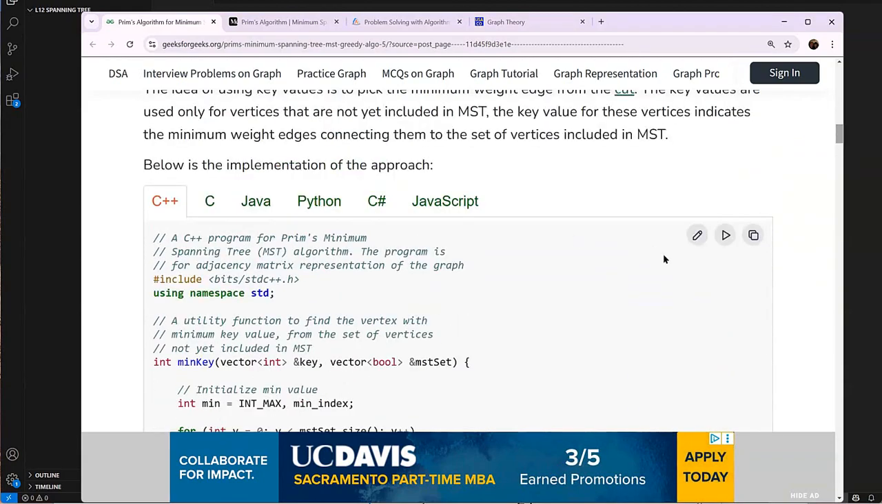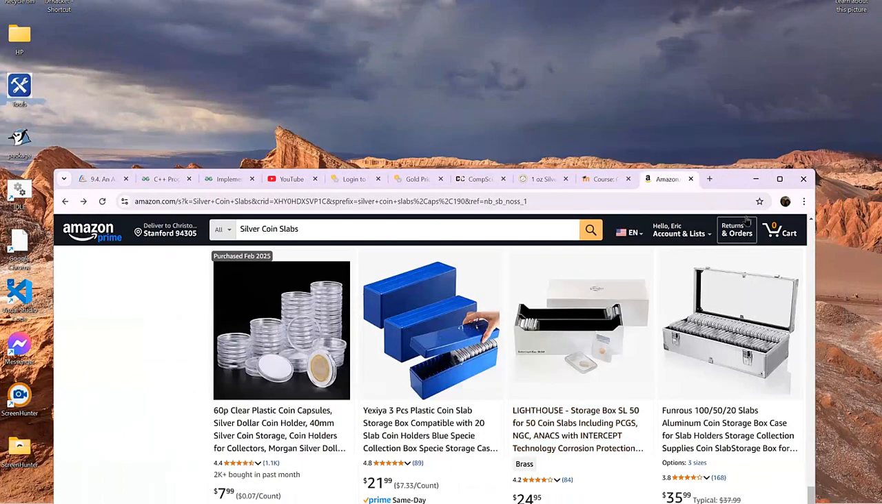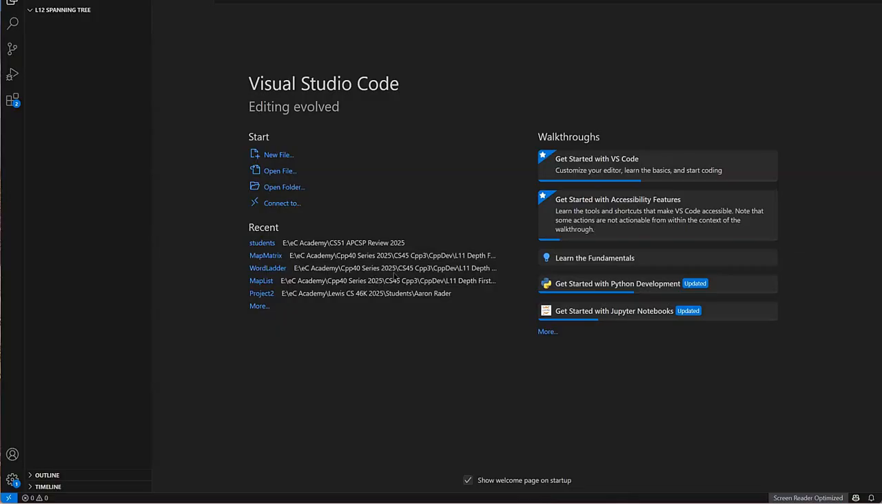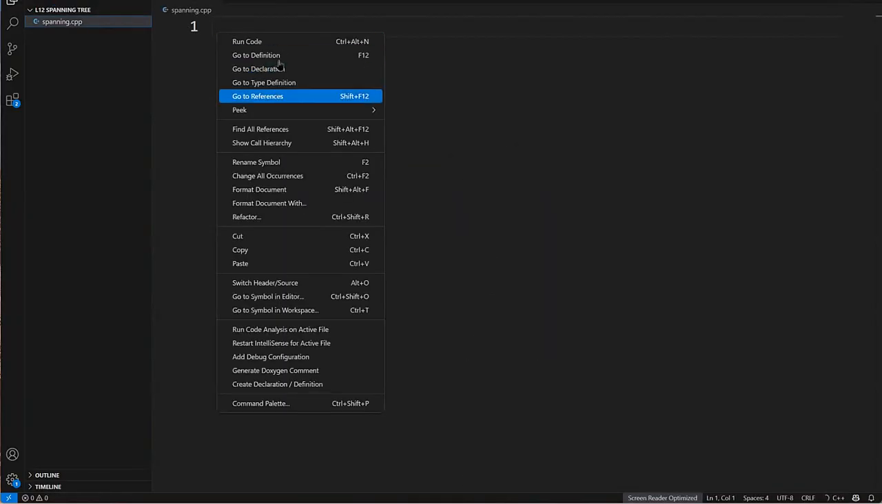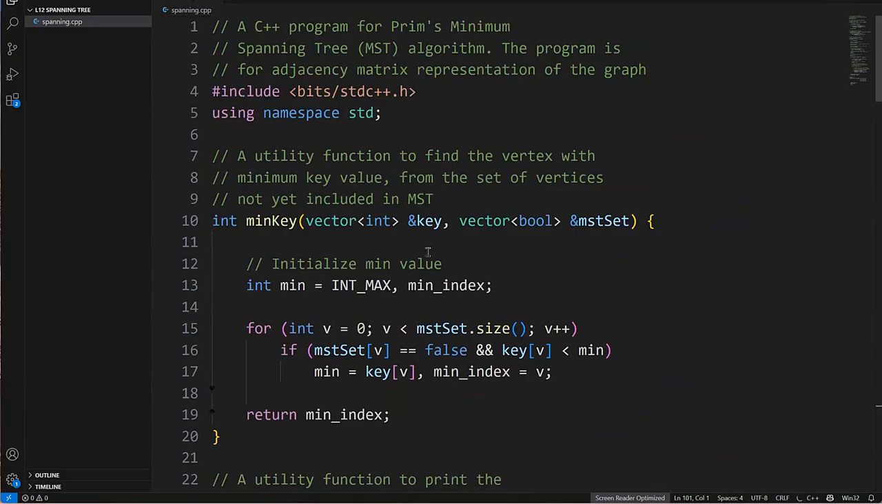Okay, so right here there is a code. Let's actually look at the code, okay? So this minimum spanning tree, let's look at it. It includes bits/stdc++.h. Okay, these are the competitive programming library. Okay, that's okay.